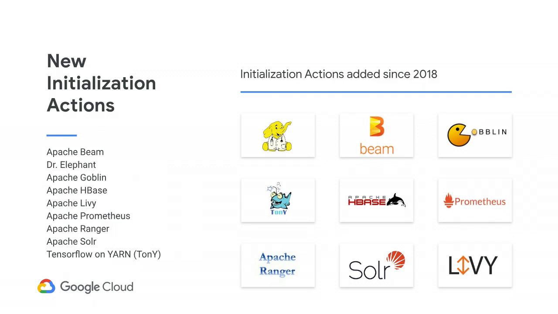We also have the fish that you see there. That stands for TonY, or TensorFlow on YARN. And that's a project that we did with LinkedIn that makes it easy to run TensorFlow jobs on your Dataproc cluster without having to move over to a separate API like CMLE. You can just call it directly from your Spark workflows and have TensorFlow scale.